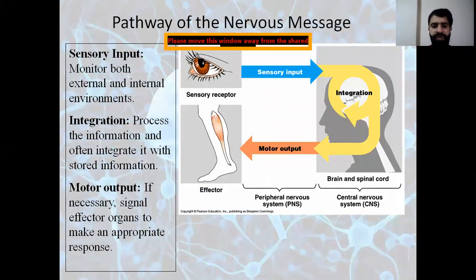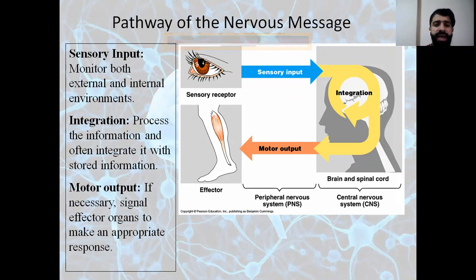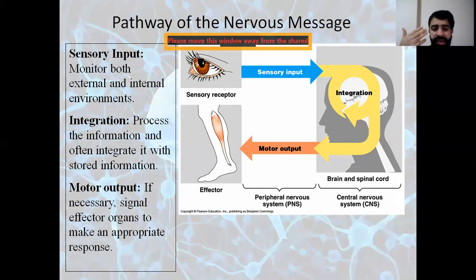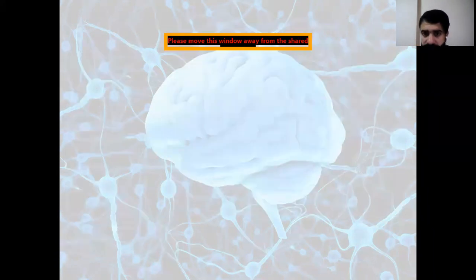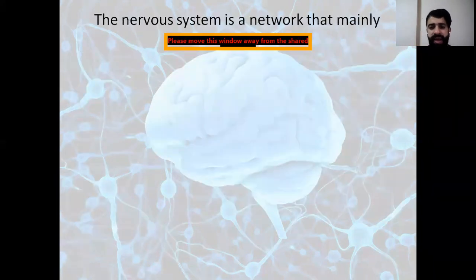So here, pathway of the nervous message. Pathway of the nervous message, we have a sensory input and we have a motor output. What is the sensory input? Sensory input, it monitors both the external and the internal environment, integration at the level of the brain, processing of the information, and then integrate this information and the motor output, effector organs, they will take the proper response. Let's move to this slide to understand this.